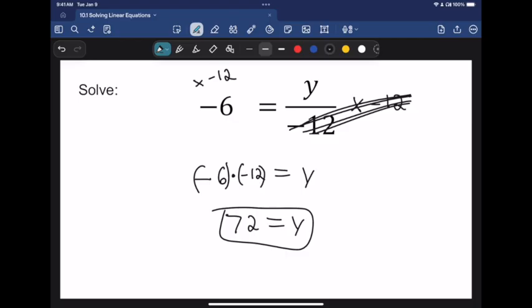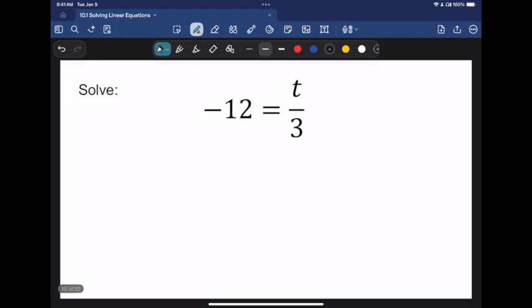So let's do a final example. Okay, one more. Here we go. Negative 12 equals t over 3. Okay, so first step, locate our variable. There it is on the right-hand side. It's being divided by 3, so let's do the opposite operation, which is multiply by 3 times 3. And on this side, we're going to times 3 as well. Okay, so now these will cancel each other out. Nice, and we're just left with t.